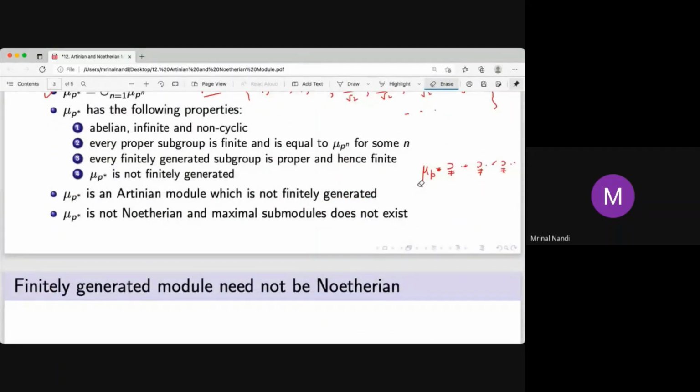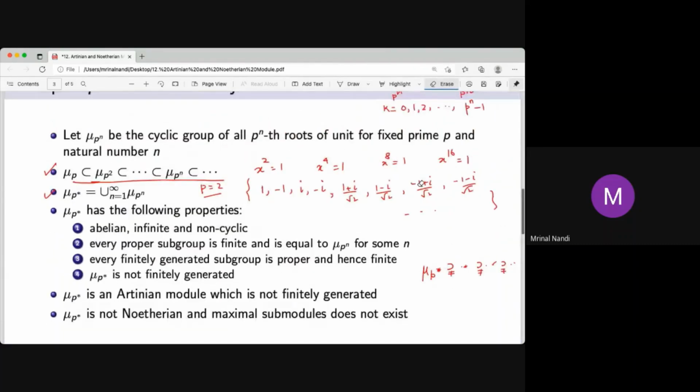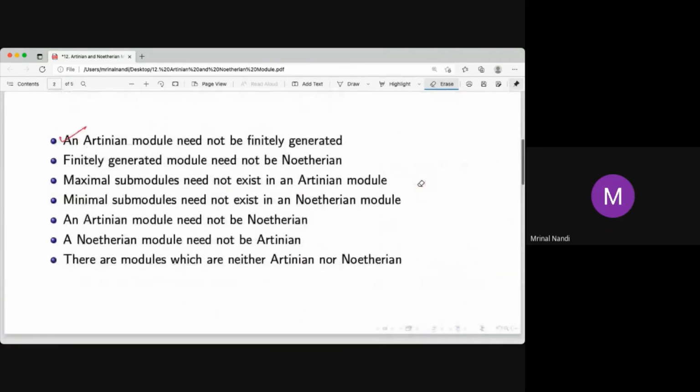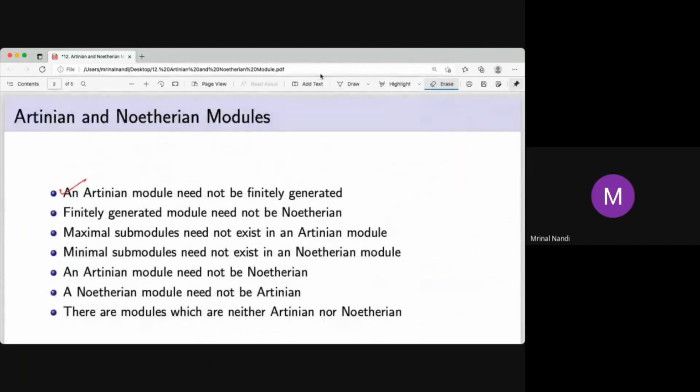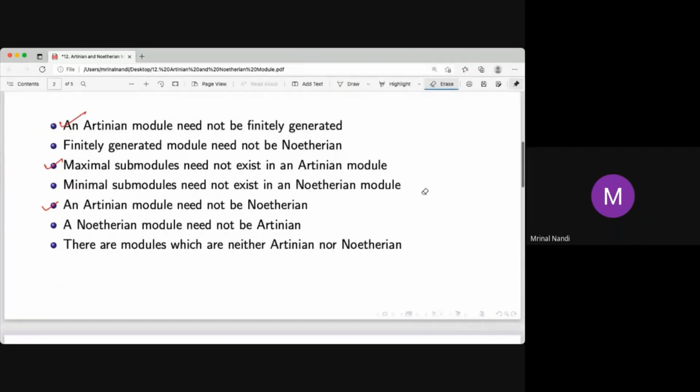Noetherian module may not have a maximum submodule. So it is Artinian but not Noetherian. This is also true, and a maximum submodule may not exist in an Artinian module. So it is Artinian, a maximum submodule does not exist, and it is also not Noetherian. So these three we proved here by this counterexample.